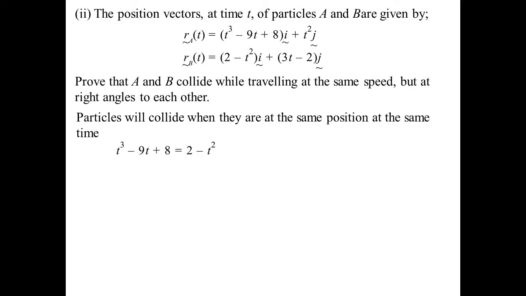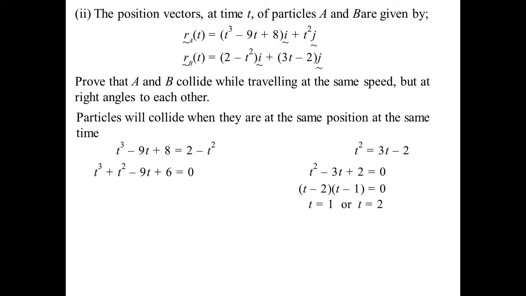So the horizontal direction must be the same. t cubed minus 9t plus 8 is 2 minus t squared. I have a cubic to solve, not the easiest thing to solve. Let's have a look at the vertical direction. So t squared is 3t minus 2. That's a little bit easier to solve. I get two possibilities, t equals 1 or t equals 2.